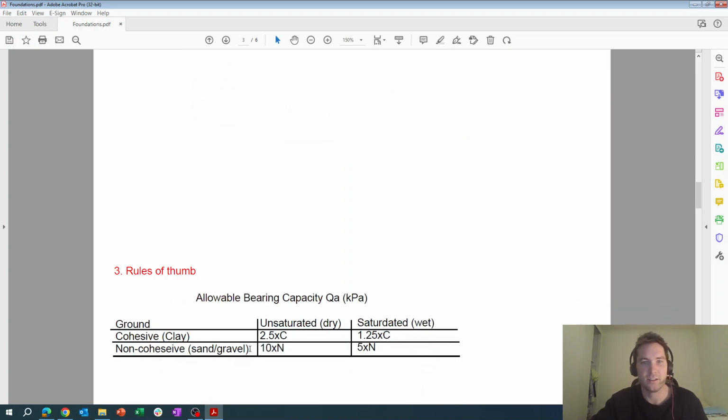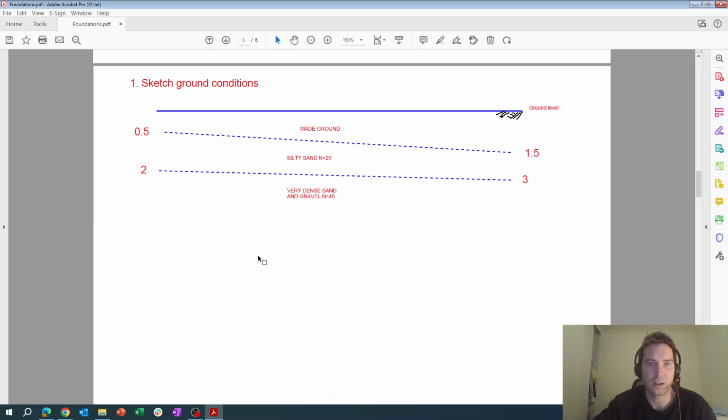So what we do there, pretty quick and dirty, but it works, is you times it by 10, and that gives you the allowable bearing capacity. Again, if it's dry, if it's wet, divide that by 2, and that's what you can use as your allowable bearing capacity. So we've essentially got here 250 kPa allowable bearing capacity within this silty sand, and then 450 kPa, which is a pretty high bearing capacity, in this very dense sand and gravel sand.